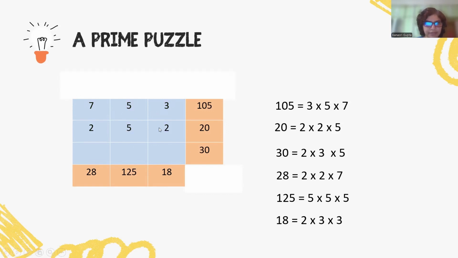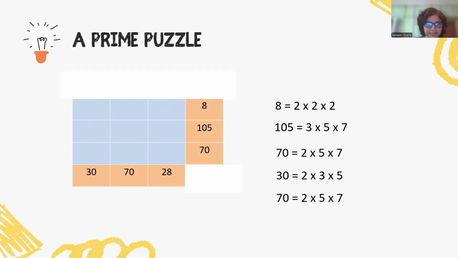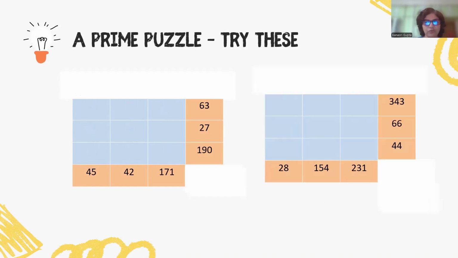Next, we can fill up 20 because these two are even. So 2 will come here and this is only divisible by 5, so 5 will come here. Similarly, we can fill up the rest of the numbers. This is another one. We'll quickly do it. I'm quickly filling it up. You can refer if you want. These two are for your homework. You can try them in your free time.